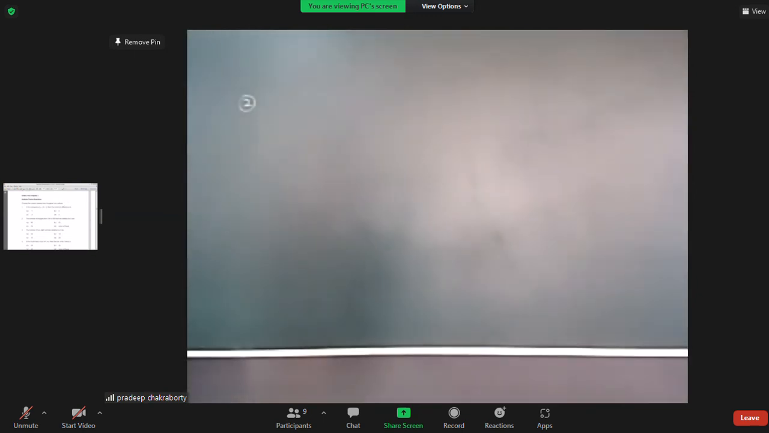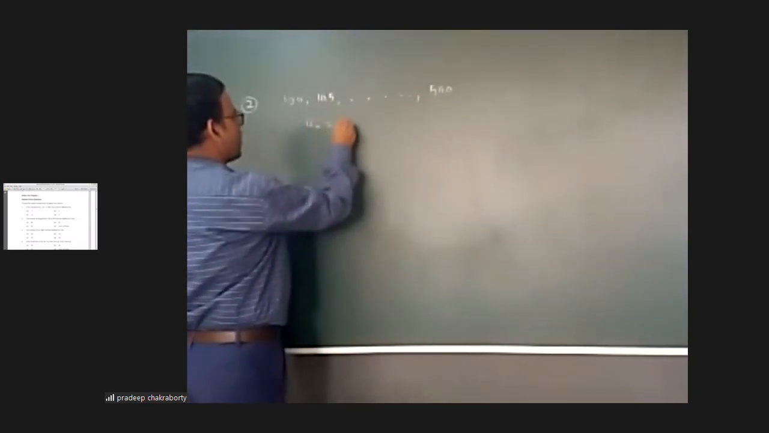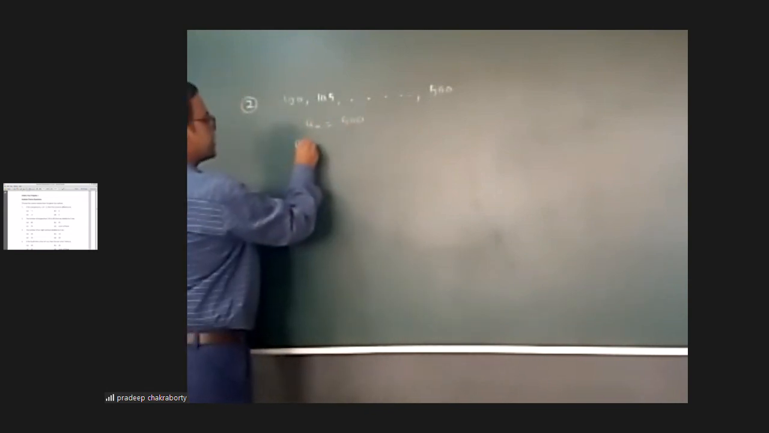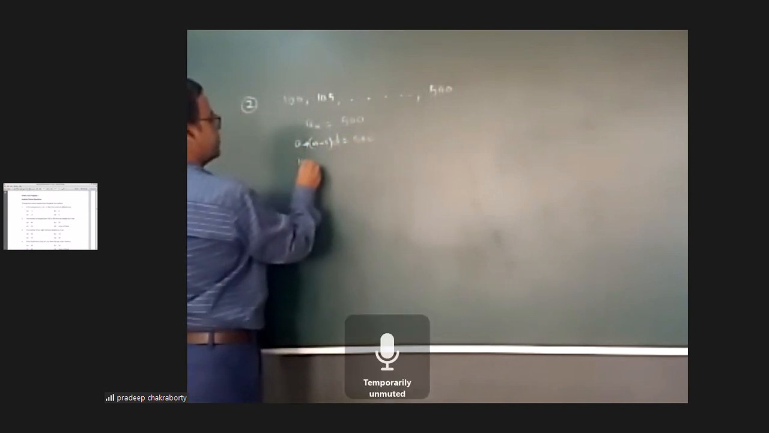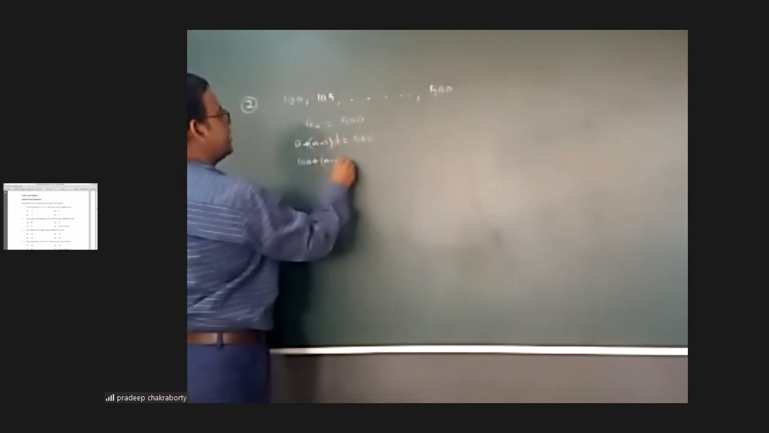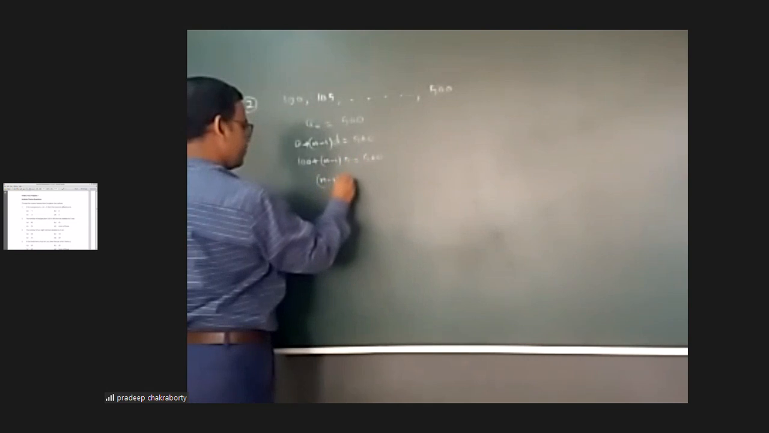So first we write the AP which is divisible by 5 starting from 100 to 500, because 500 is also divisible by 5. Now we have to find the number of terms. So nth term is 500. That will be a plus n minus 1 b. That is 500. A is 100. N we are going to find. B is 5.